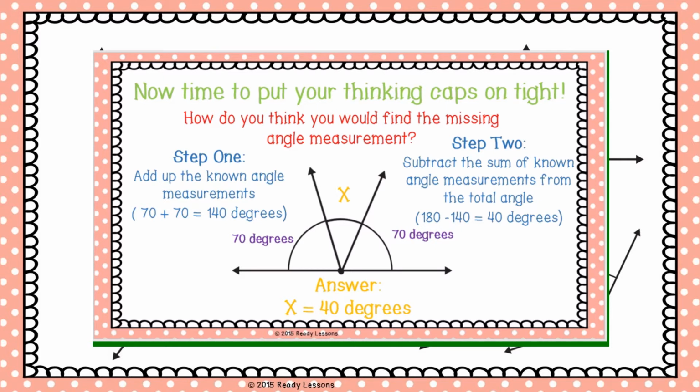That's step one. Remember that the straight angle is 180 degrees. So you would take 180, you would subtract 140, and that equals 40 degrees. So the answer to x equals 40 degrees.